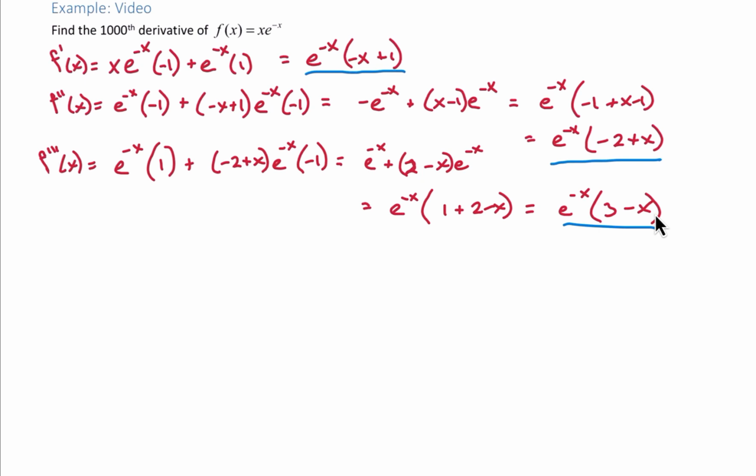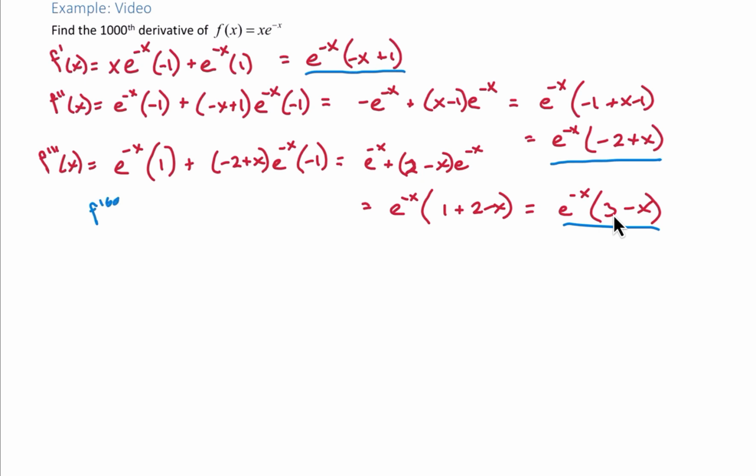And from here, you might start to see a pattern. We can clearly see that e to the negative x is popping out in the front of each derivative, but then the parentheses are changing. Here we have negative x plus 1 and negative 2 plus x. Notice the sign on x is changing from negative to positive and then back to negative, but the constants make sense. We have 1 for the first derivative, 2 for the second derivative, 3 for the third, and so on. So it looks like we can see a pattern forming.